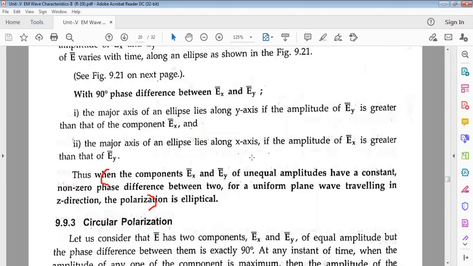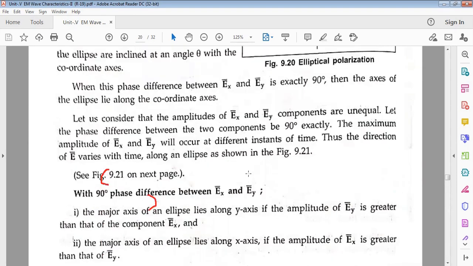So when the two components, see this one, when the two components E_x bar and E_y bar of unequal amplitudes have a constant and non-zero phase difference between the two, for a uniform plane wave traveling in the Z direction, the polarization is elliptical polarization. Here unequal amplitudes, there equal amplitudes, both in the non-zero phase difference zone.